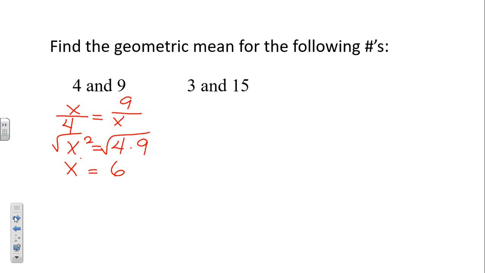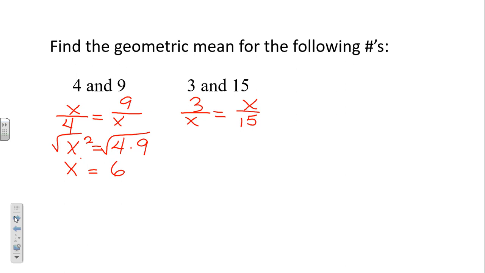Next one. Now we want to find the geometric mean between 3 and 15. We do the same thing. Do you want to write the proportions? Okay, so what over what? Let's do 3 over x, x over 3 equals 15 over x squared. You can write the 3 on top and the 15 as long as they're on the diagonal. You don't have to.